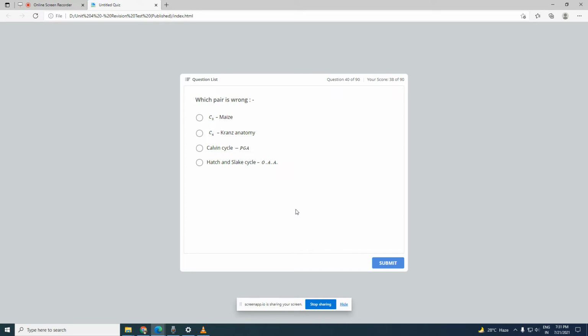C3 Meise, C4 Kranz anatomy, Calvin cycle PGA, Hatch-Slack cycle OAA. Which pair is the wrong one?